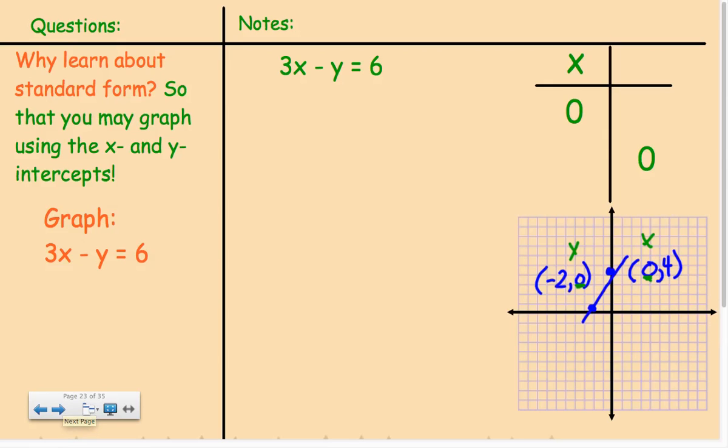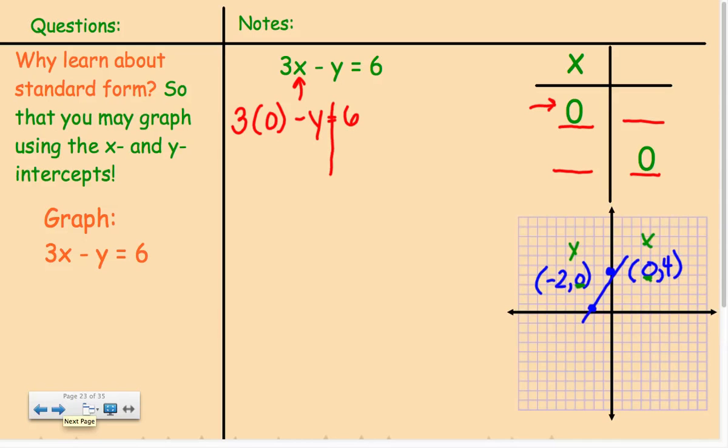You'll see we've got this table already set up for you in the upper right-hand corner. We've put these zeros in there for you already, because I know if I want to find the intercepts, 0 is going to be in both of my coordinate points. So the way that I figure out my other points is by plugging those numbers into the equation. So first thing, I'm going to take this 0 and plug it in for x in my equation. So 3 times 0 minus y equals 6.